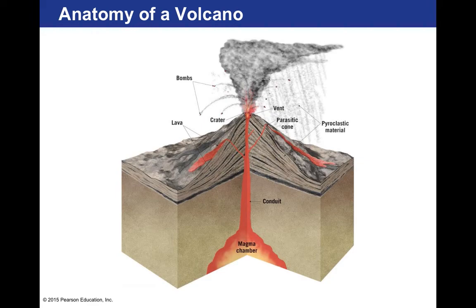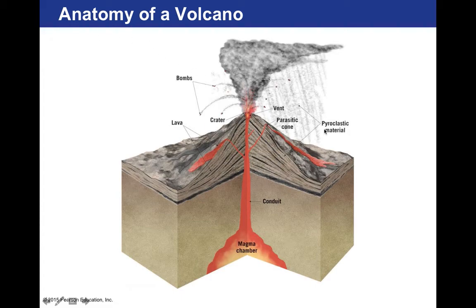We have the crater. This is the steep-walled depression at the top of the volcano, at the summit. We have a caldera. This is a summit depression that's greater than 1 kilometer in diameter. We have parasitic cones, and these may develop from fissures on the volcano's flank. So you can see pictures here.